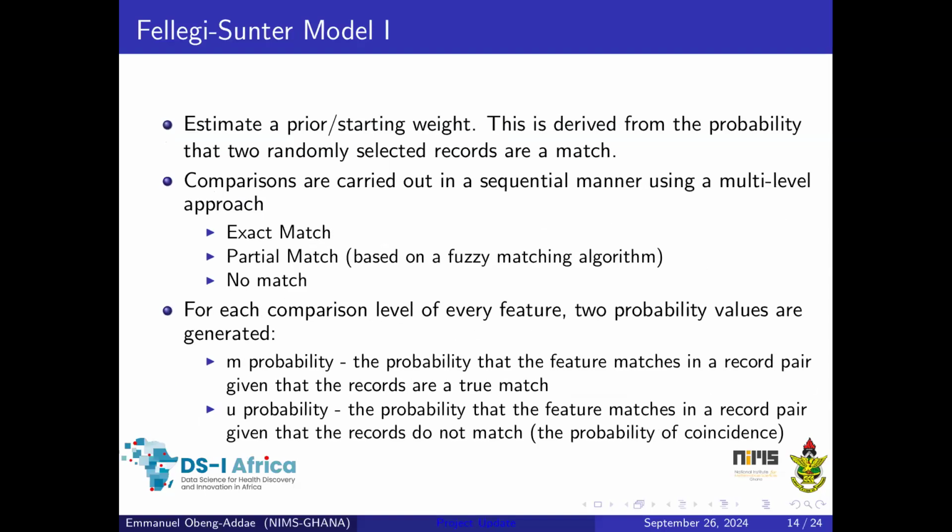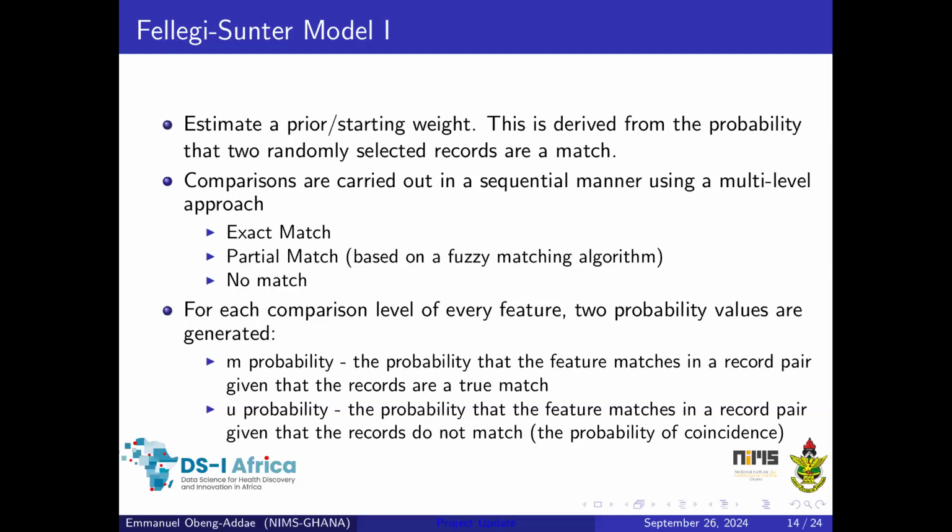So the first thing is that we estimate a prior weight, and this is derived by calculating the probability that two randomly selected records are a match. And then we take the log2 of this probability value to get the weight. The reason why we take the log2 of this value is that usually in every data set, the percentage of records that are duplicated are very low. They tend to be very low.